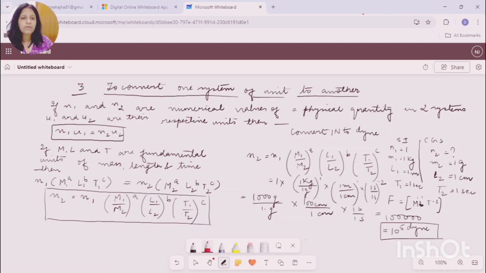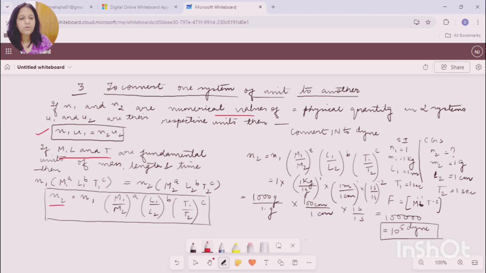The third application is to convert one system of unit to another. If n1 and n2 are the numerical values of a physical quantity in two systems u1 and u2, and u1 and u2 are the respective units, then n1 u1 is equal to n2 u2. If m, l, and t, these three are the fundamental units of mass, length, and time, then m1, l1, t1 will be the units for the first system, and m2, l2, t2 will be the units for the second system. So we can write n1, m1 raised to the power a, l1 raised to the power b, t1 raised to the power c is equal to n2, m2 raised to the power a, l2 raised to the power b, and t2 raised to the power c.